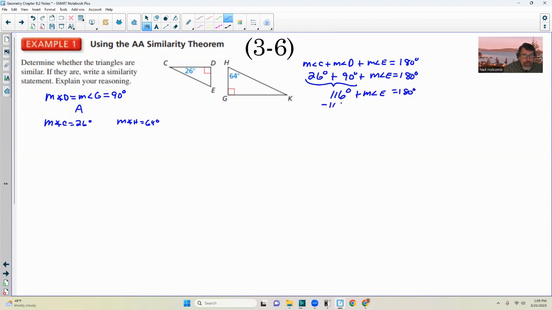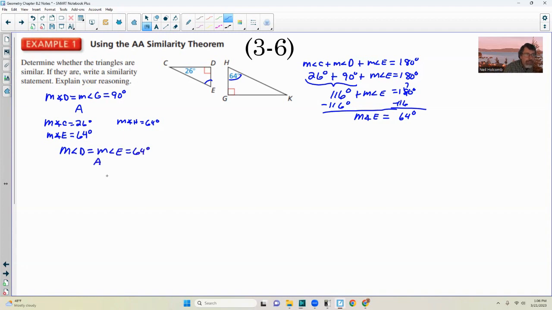Get E by itself by subtracting 116 degrees from each side. That cancels, and you get the measure of angle E equals 10 minus 6 is 4, 7 minus 1 is 6. So the measure of angle E equals 64 degrees. So now I know E is congruent to H. So I can say that the measure of angle E equals the measure of angle H equals 64 degrees.